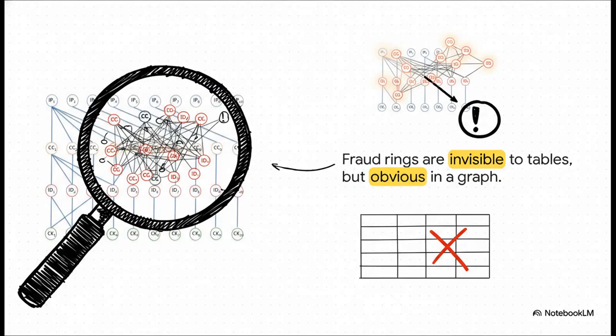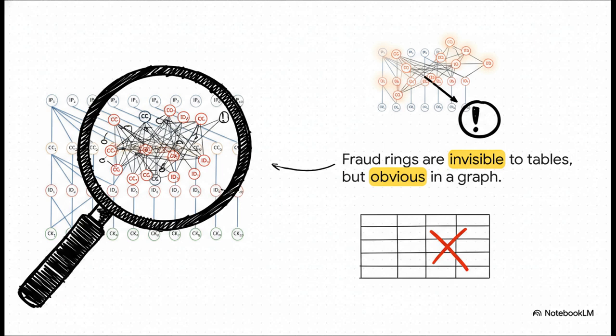Just take a look at this. If this data were in a table, it would just be a long list of transactions. Pretty hard to spot anything wrong. But the second you visualize it as a graph, the fraud ring becomes blindingly obvious. See that? That one IP address at the top connecting to a whole bunch of different credit cards, and those cards are linked to different people?